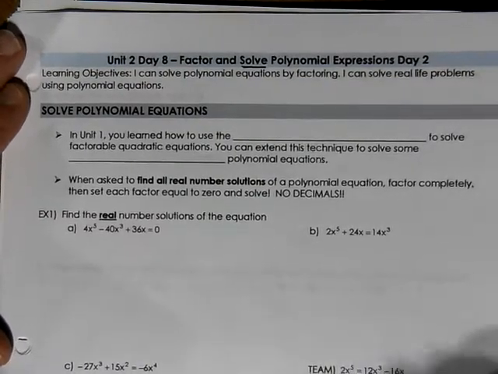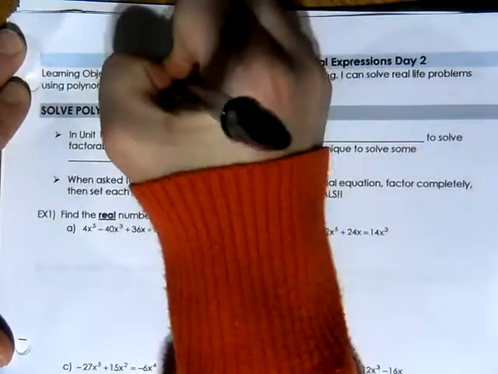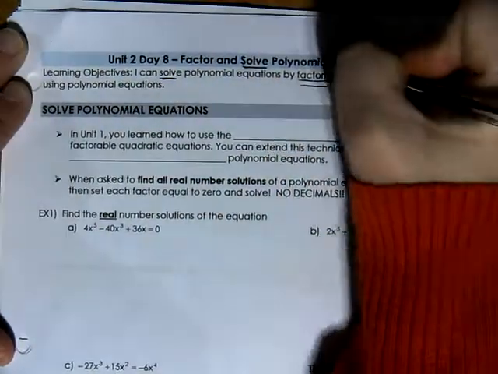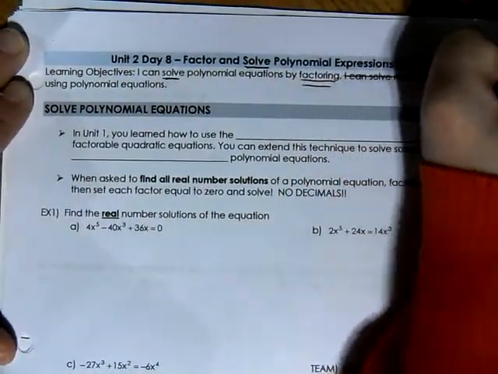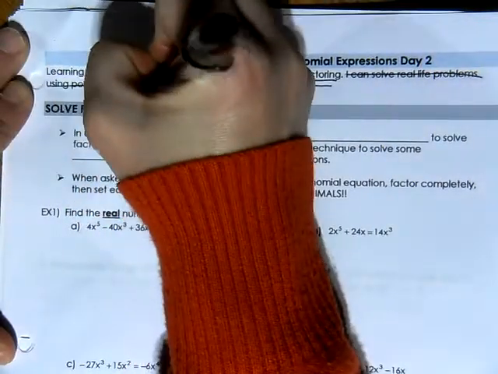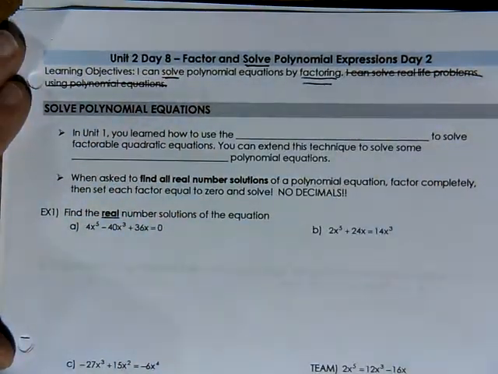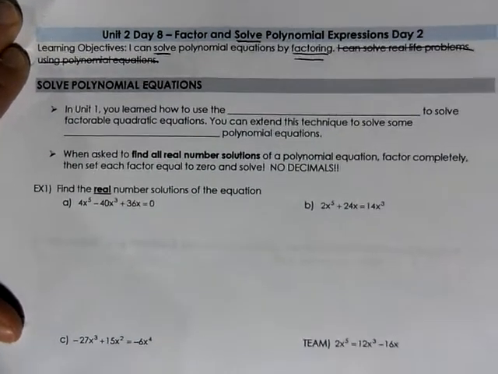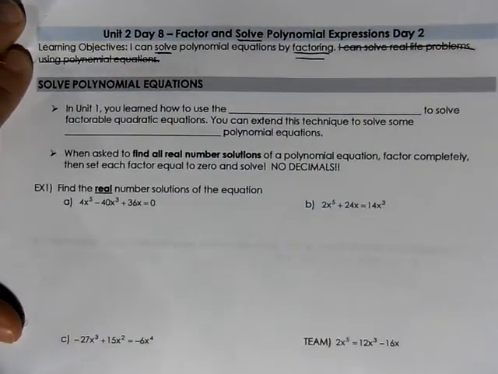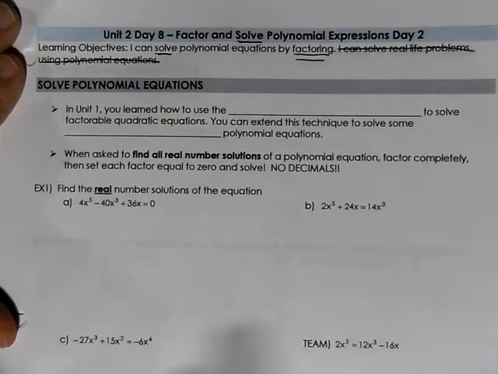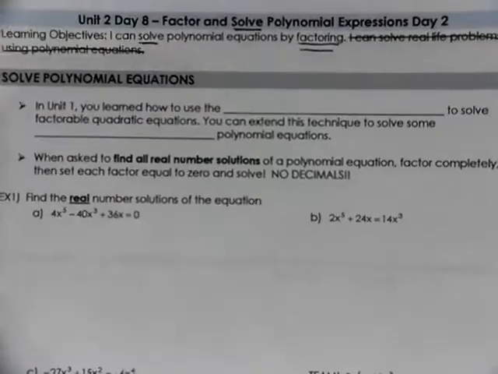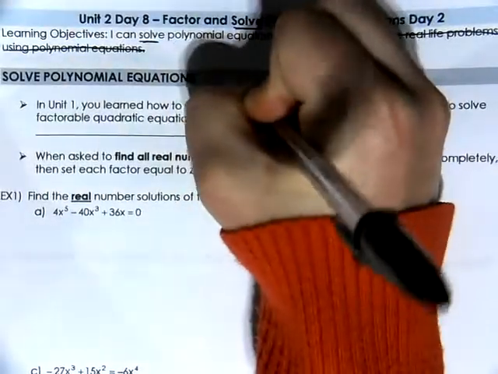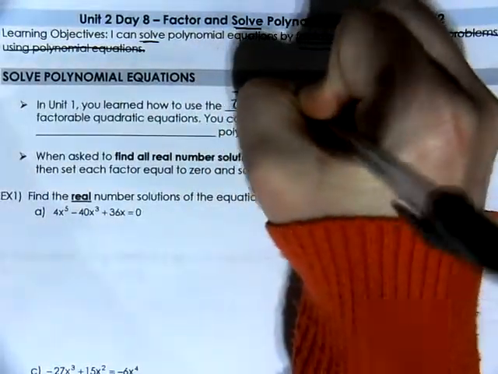Our learning targets for today are for you to be able to say, I can solve polynomial equations by factoring. The part about I can solve real-life problems using polynomial equations is going to be in a later lesson, so I am removing it from this lesson for today. So when it comes to solving polynomial equations, we're going to use a skill that we learned in Unit 1. And in Unit 1, you learned how to use what we call the zero product property.